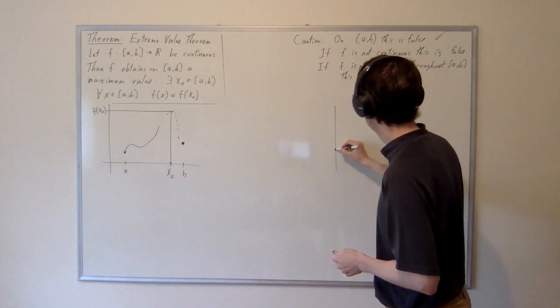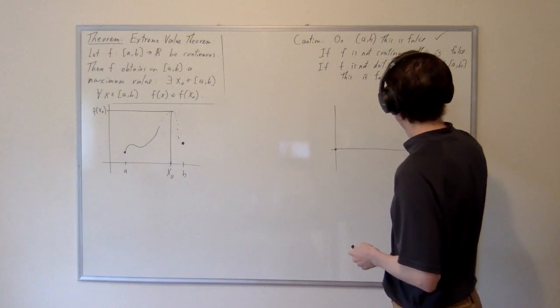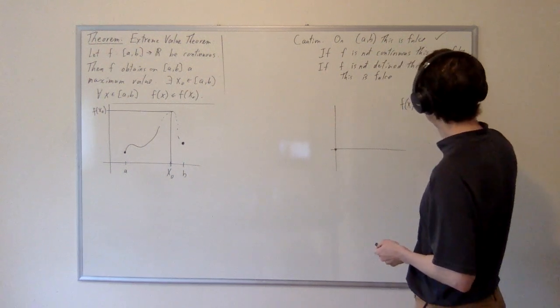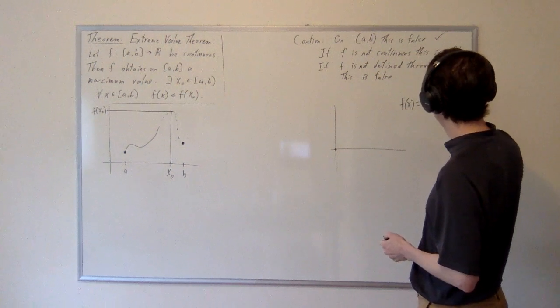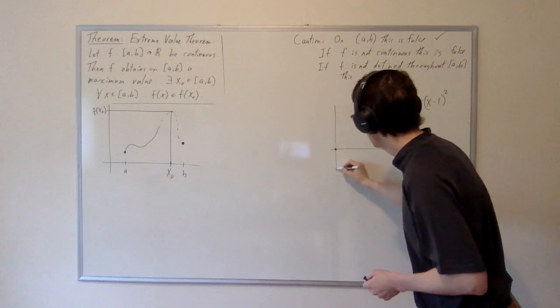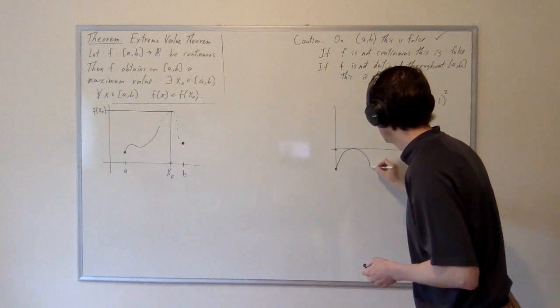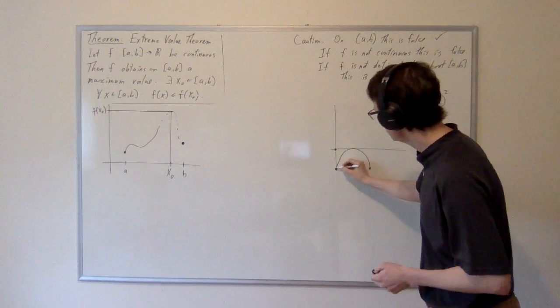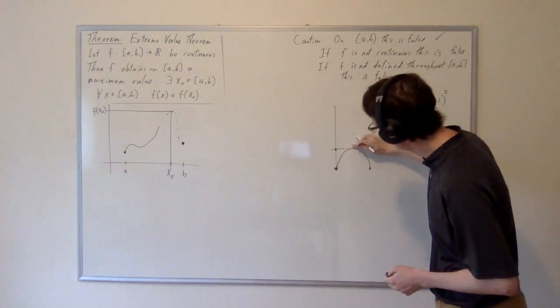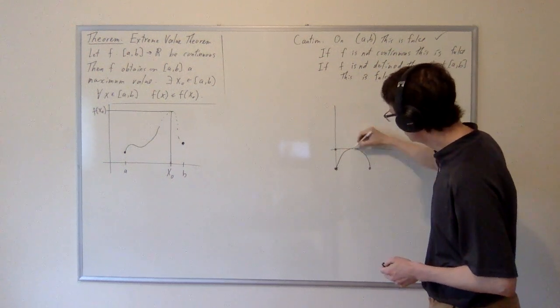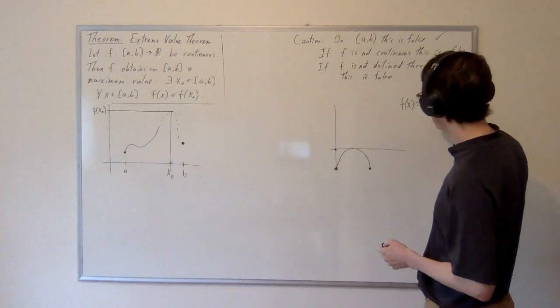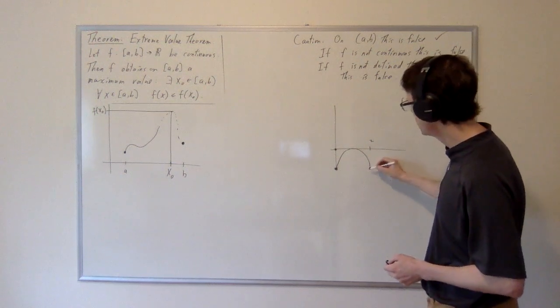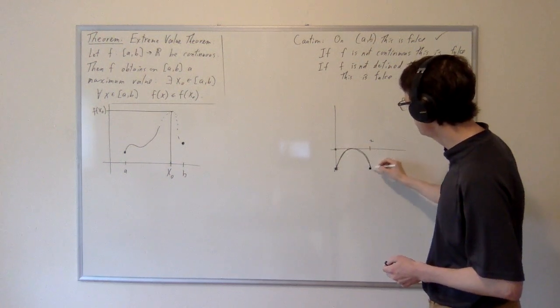So if we look at a function like, I don't know, f of x equals negative (x minus 1) squared, and let's negate it. So we would have something like this. If you plug in 0, you get minus 1. Plug in 1, you get 0. And then plug in 2, you'd get minus 1 again. So this is a parabola here, opening downwards.